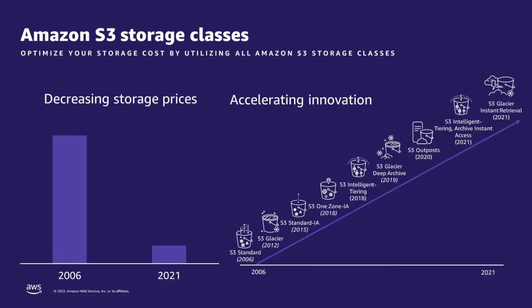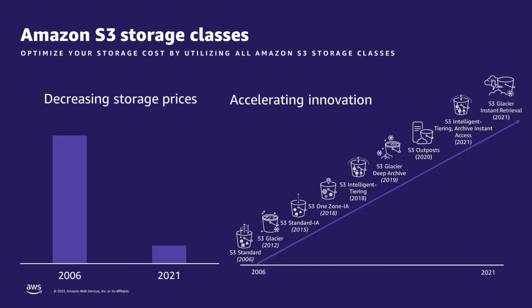Since the launch of Amazon S3 in 2006, we've not only decreased storage pricing, but we've accelerated innovation by introducing new storage classes so that customers can optimize their cost based on the requirements of their workload. In 2019, we introduced S3 Glacier Deep Archive, which offers the lowest cost storage in the cloud. And at re:Invent, we introduced the S3 Glacier Instant Retrieval storage class, which delivers the fastest access to low-cost archive storage. We also launched S3 Intelligent-Tiering in 2018, the only storage class in the cloud that delivers automatic storage cost savings based on the changing access patterns of your workload.